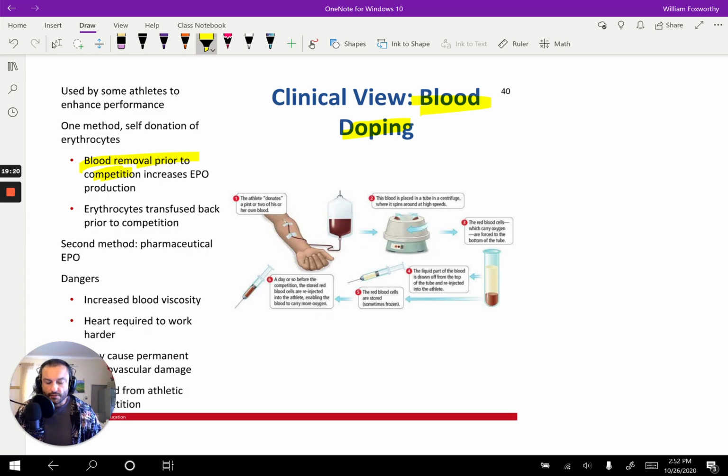And after some days or weeks, you're going to have an increase in EPO levels, and then a production of red blood cells, so your red blood cell level will be back to normal. And then you will inject your red blood cells that you previously stored back into yourself, so that then you have your normal red blood cells in your body plus the red blood cells you have donated back to yourself.